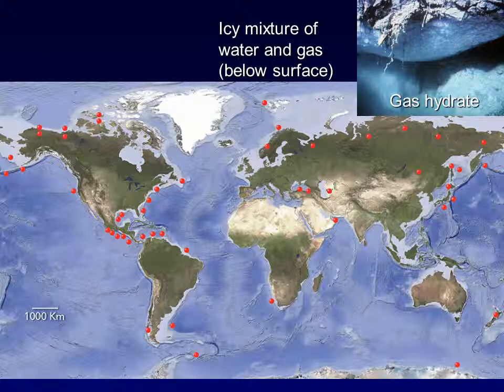Where does it occur? So if we take a look at this map, we can see the red dots where it occurs. It occurs on the ocean floor where it's cold and deep along continental margins.